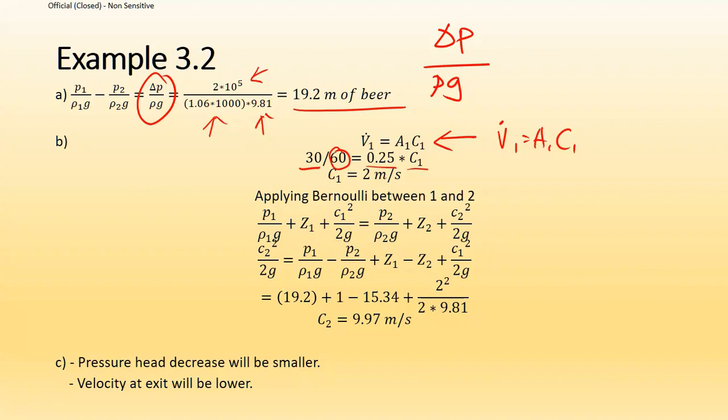So we apply Bernoulli between point 1 and 2. For point 1, we have the left hand side. Point 2, we have the right hand side. Our objective is to find out C2. So we can actually calculate the values that we are given. What we can do is make C2 the subject and shift everything to the right hand side.